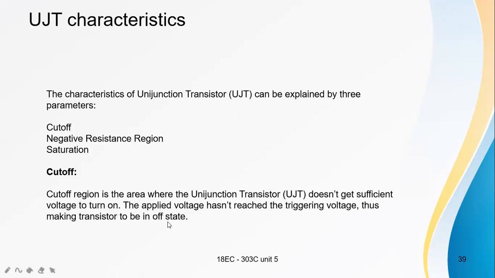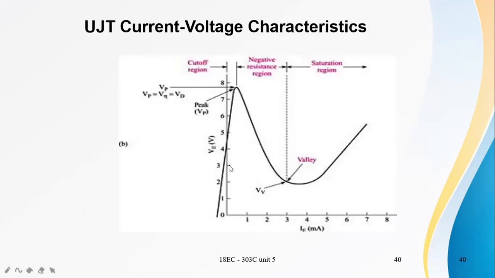In the cutoff region, the device is in the off state. The applied voltage hasn't reached the trigger value. That may be 0 or less than the triggering voltage. See, these are the characteristics of UJT. Here you can see this is the cutoff region, up to this point. Then the negative resistance region is from this VP, peak voltage, to the valley voltage. This is called negative resistance region, and after that there is another region called saturation region.